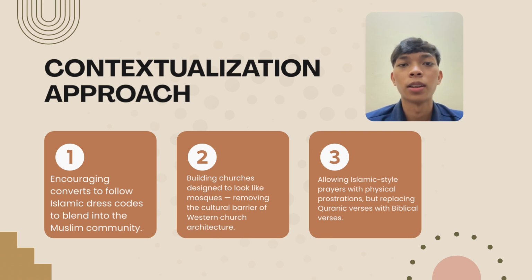The specific strategies include: first, encouraging converts to follow Islamic dress codes to blend into the Muslim community. Second, building churches designed to look like mosques, removing the cultural barriers of Western church architecture. Third, allowing Islamic-style prayers with physical prostration, but replacing Quranic verses with biblical verses.